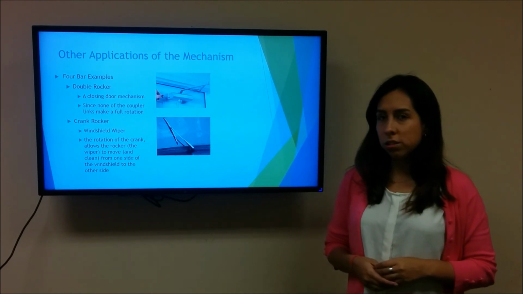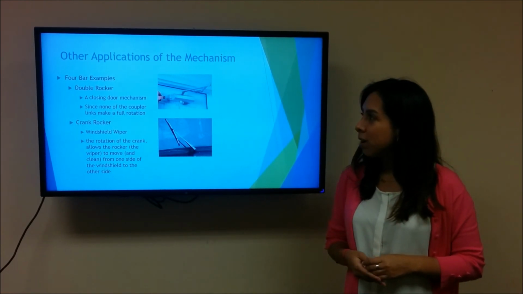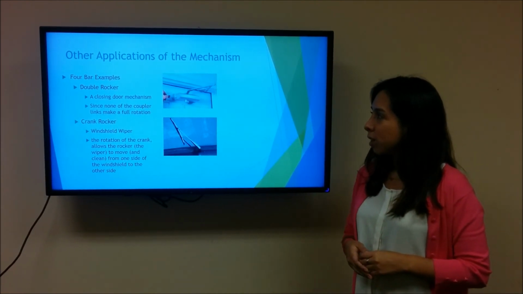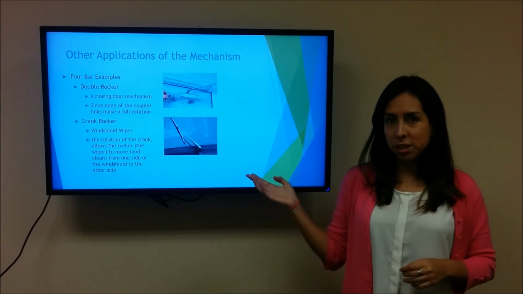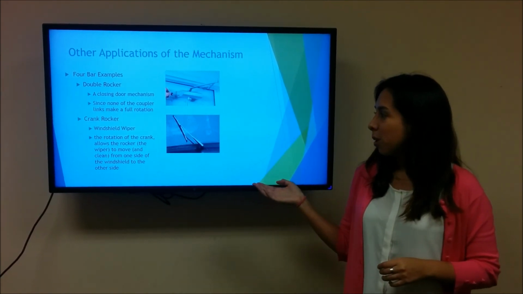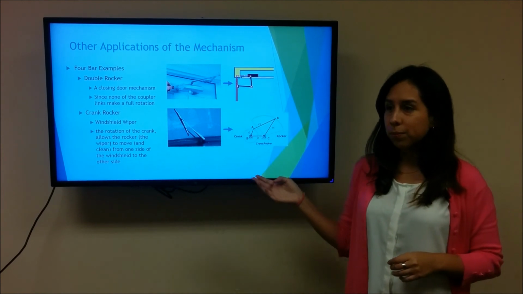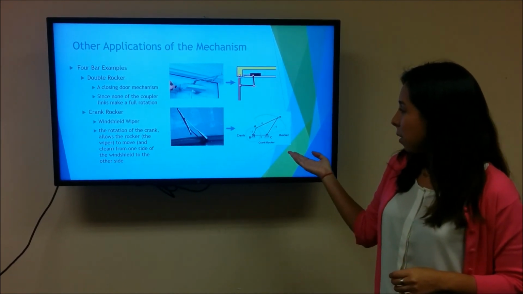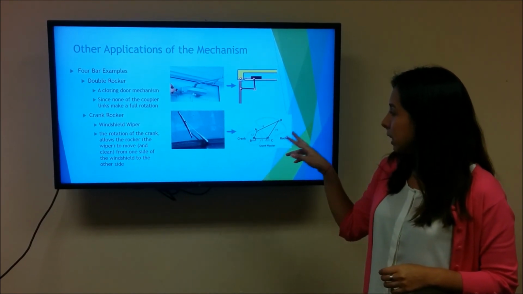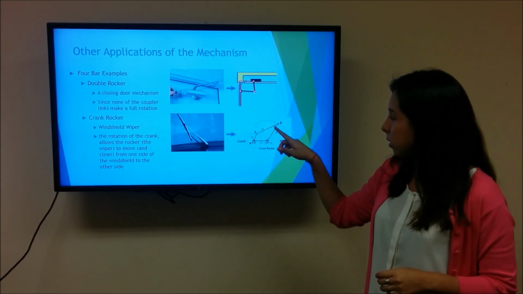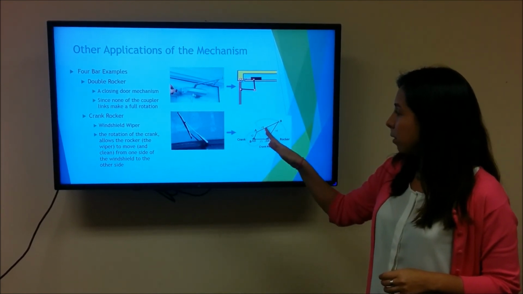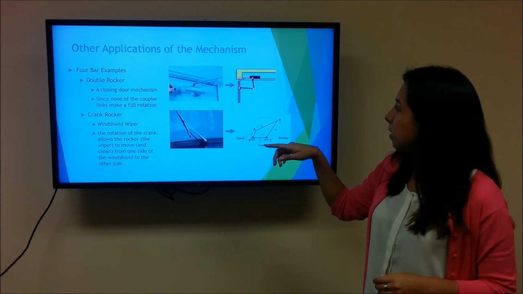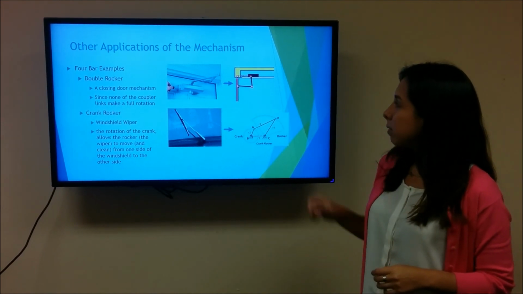These are other applications that we have selected for a 4-bar. For example, as a double rocker, we have a closing door mechanism, and as a crank rocker, we have a windshield wiper. And as you can see, this is the mechanism with the links and the path that every link follows. And then here we also have the 4-bar.